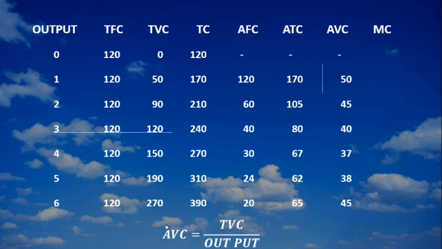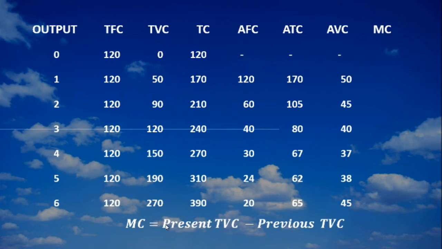Okay. Now we have to find the marginal cost. We have to adopt a different technique to find marginal cost. In the short run, marginal cost is to be calculated from total variable cost. We have to use the formula: present total variable cost minus previous total variable cost.